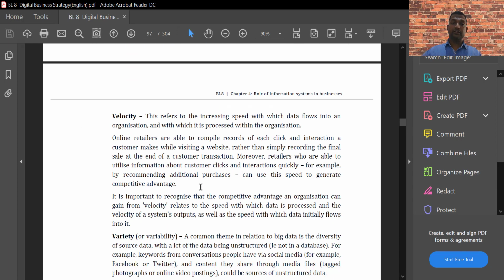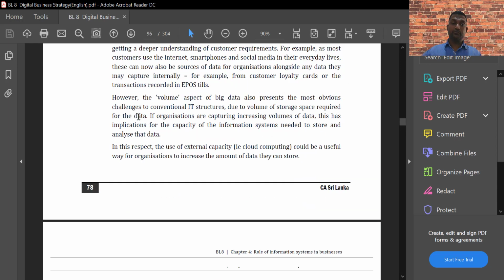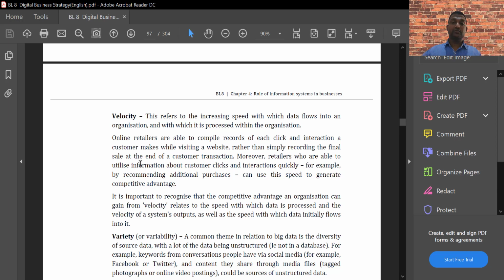Then velocity, this is how fast, in a speedy manner, the data is flowing into the organization, and because this is being accumulated very fast, we also have to consider processing it as well. So data is coming at a high velocity, a lot of data frequently coming in. Because of that, it accumulates and builds up a large volume, and data is coming in at a very high speed.